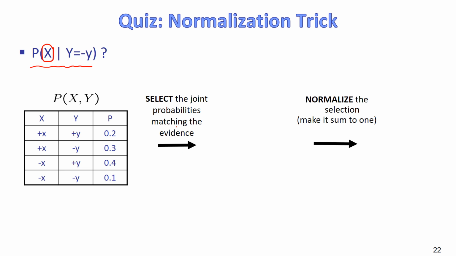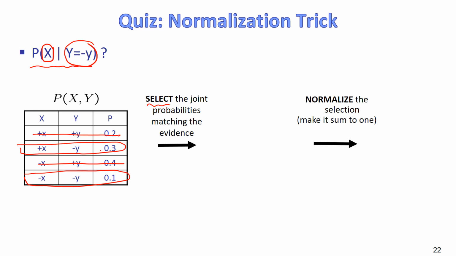Yes, so the first step is to select the rows. Yes, the second and the fourth, because the evidence here is minus y, so we select this row and we select that row. These rows are eliminated, we don't want them. Okay, so that's the first step. Now we have these two rows. Let me write them quickly here.